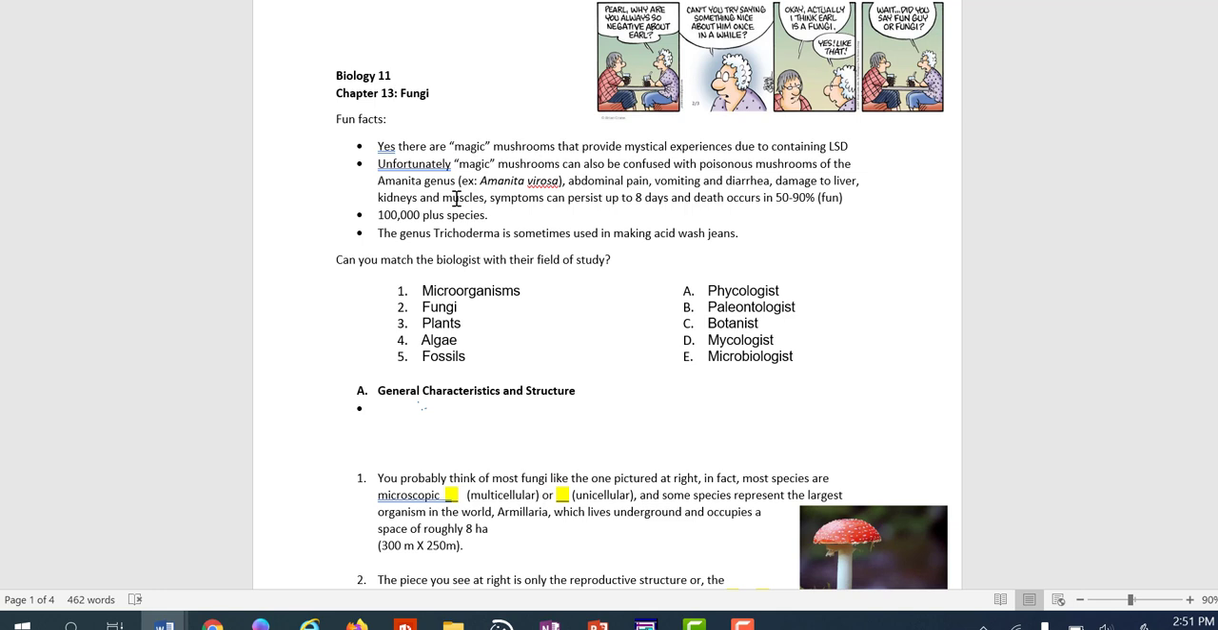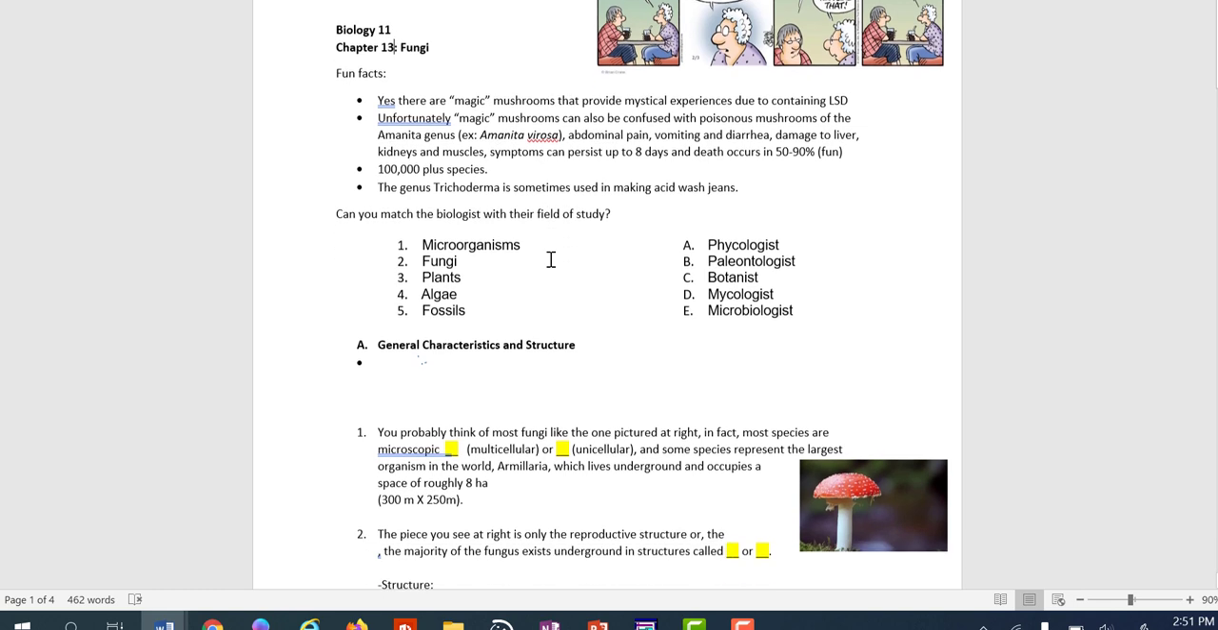Fun facts about fungi. Yeah, they're your magic mushrooms, all kinds of things, mystical powers to make you see pink and purple elephants, I don't know, whatever. But you might want to make sure you know what you're eating, because if you get into the Amanita genus, well, you've got some nasty poisonous kinds of mushrooms out there. Abdominal pain, vomiting, diarrhea, damage to your liver, kidneys, muscles, and the symptoms can persist up to 8 days, and death occurs in about 50 to 90%. So have fun. Make sure you know what mushrooms you're eating.